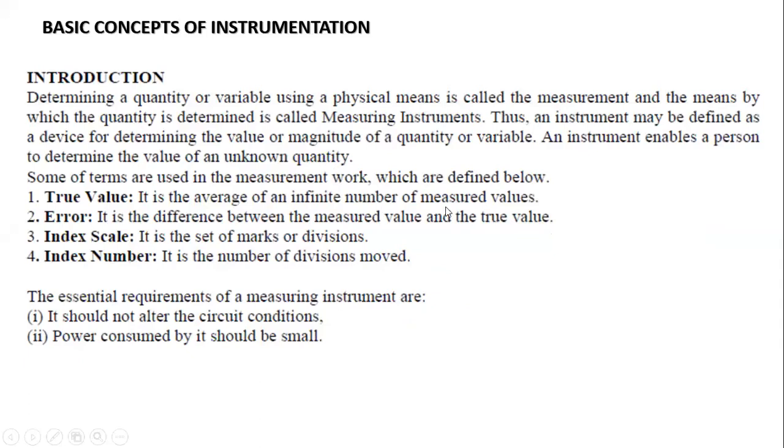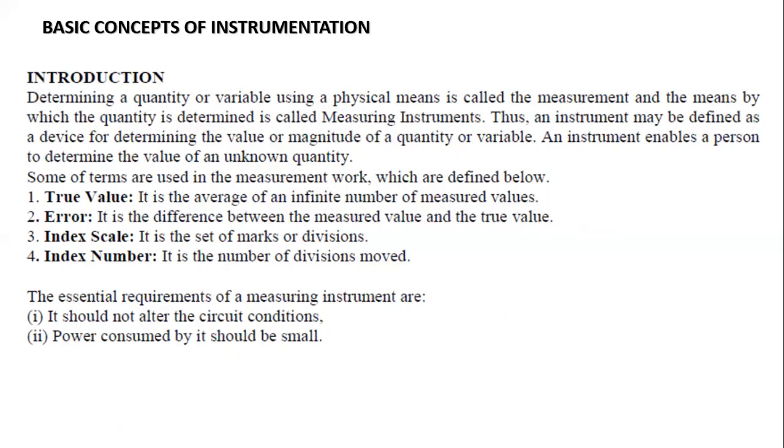Today I'm going to start a few introductory lectures on basic concepts of instrumentation, and then we can move on to the cathode ray oscilloscope. Later, after finishing the cathode ray oscilloscope, we can get back to dynamic and static errors and uncertainty in measurement. I think this basics of instrumentation is quite simple to every one of you. An instrument, as we know, is a device for determining the value or magnitude of a quantity.